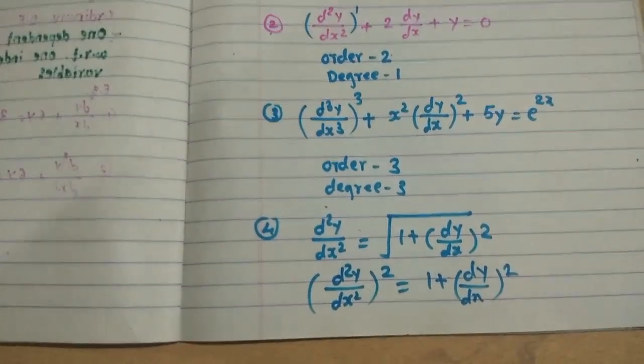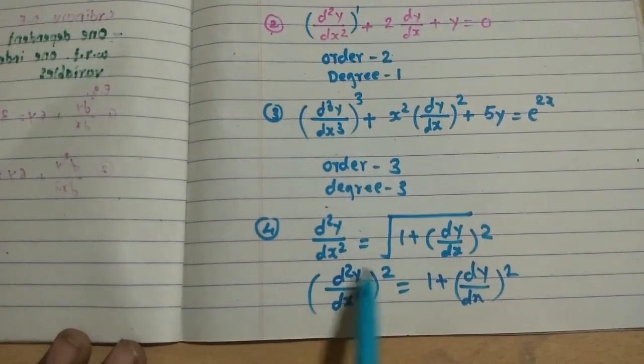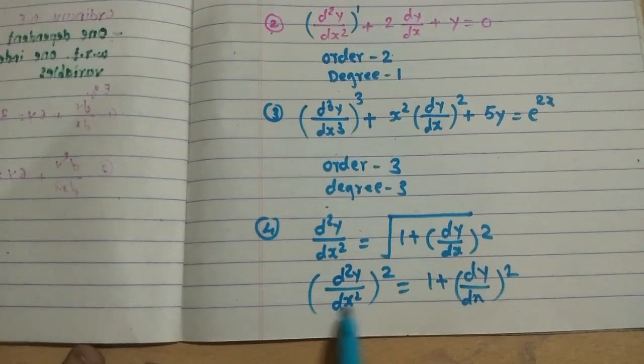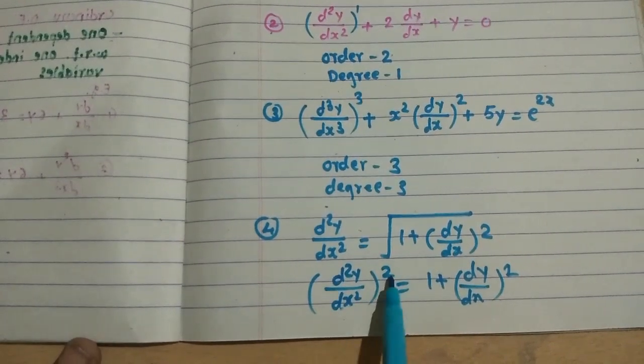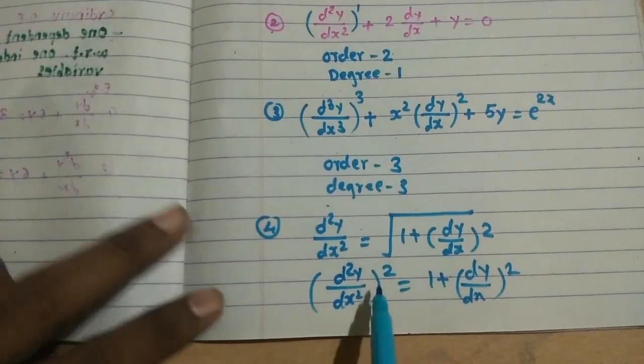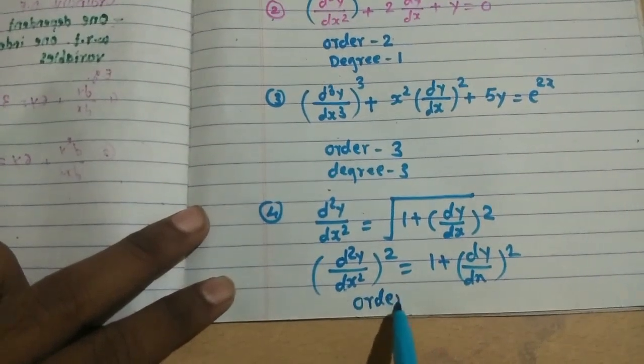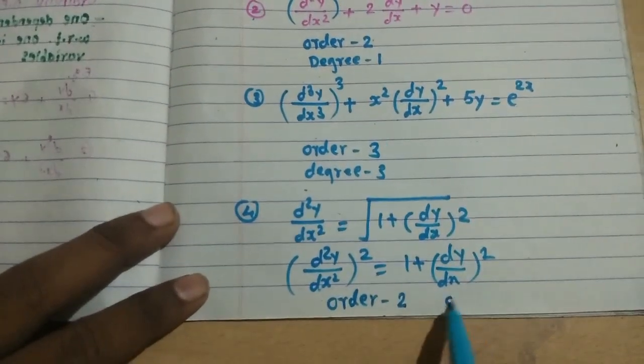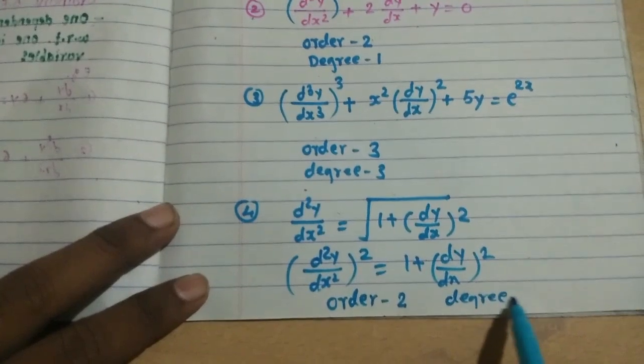Now here the highest derivative is d square y by dx square, correct. Now order is 2 and power is 2. Power means degree. So order is 2 and degree is also 2.